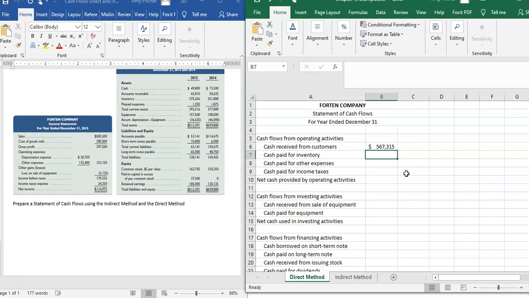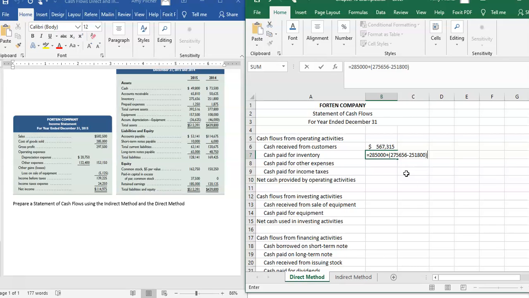Now we're going to look at our cash paid out for inventory. We start with our cost of goods sold. So we have $285,000 in cost of goods sold. Then we're going to see, did we have an increase or a decrease in inventory? We look at the balance sheet. Our inventory account increased. So we're going to add that increase. So the difference between the two accounts, we look at the 2015 amount minus the 2014 amount. We're going to add that increase.